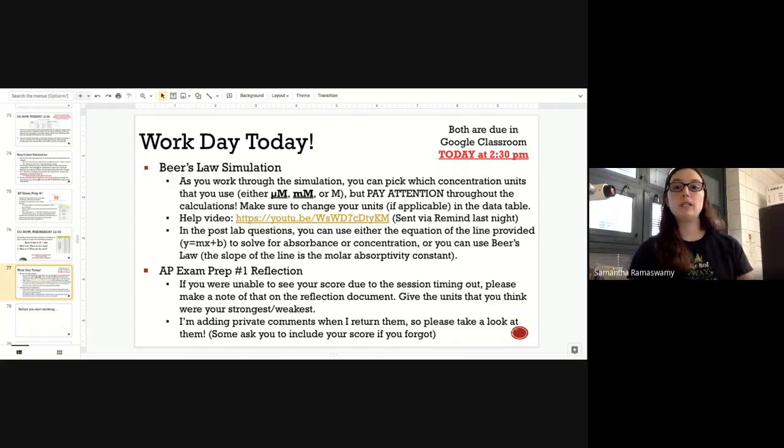If you have millimolar, then in the post-lab questions, if they give you molarity, make sure you're converting molarity to millimolar so that everything works out. If you are using millimolar, you can change your units in the data table. Where it says concentration and in parentheses it has micromolar, you can delete the micro and put a lowercase m for milli.